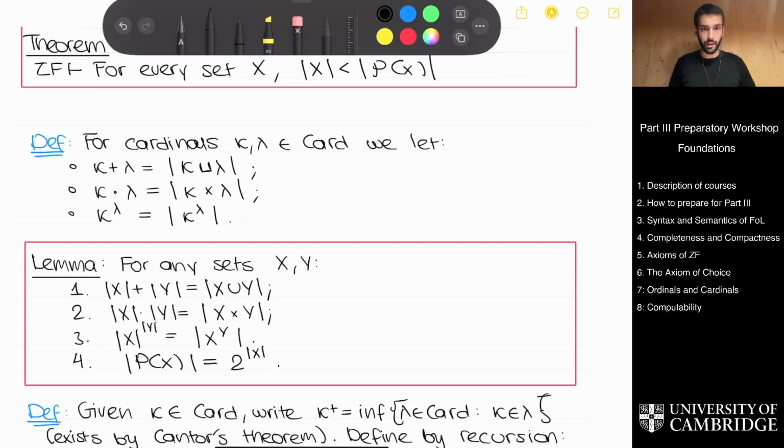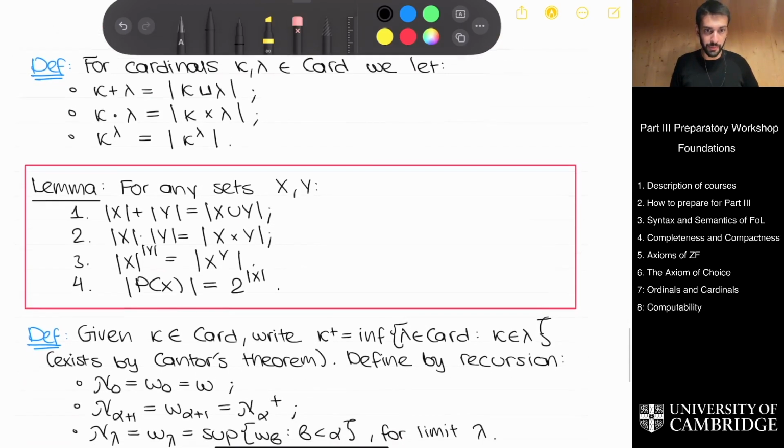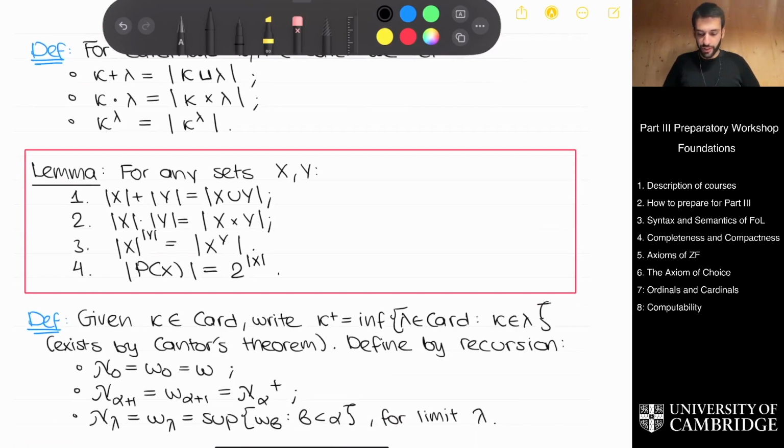Okay, so it turns out that this notion of addition and multiplication and exponentiation in fact behaves very well not only for cardinals but for any sets. And this is precisely the content of this lemma, which again I would recommend doing. It's an exercise. It says that for any two sets x and y, the cardinality of x plus the cardinality of y is equal to the cardinality of x disjoint union y. Secondly, the cardinality of x times the cardinality of y is simply the cardinality of x Cartesian product y.